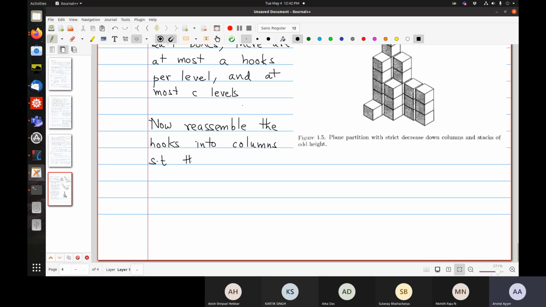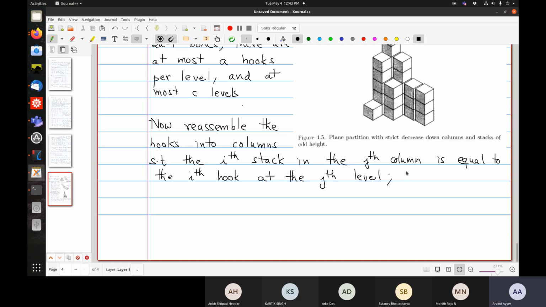Such that the ith stack in the jth column is equal to the ith hook at the jth level. See figure.